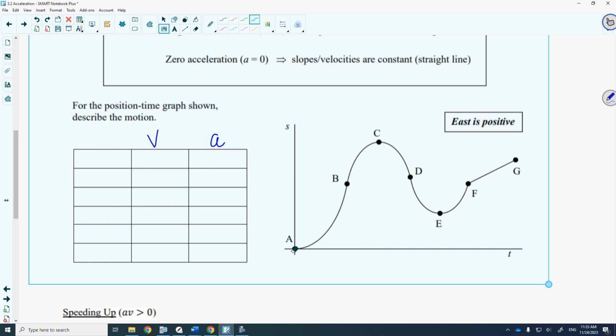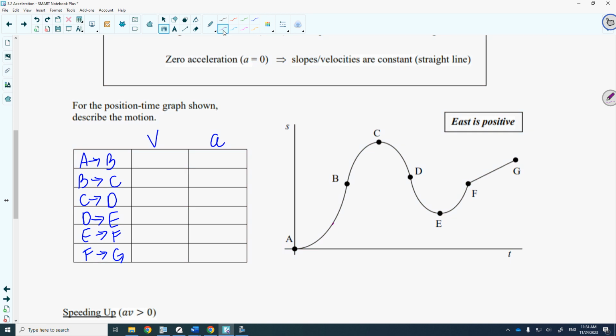And let's do the intervals A to B, B to C, C to D, D to E, E to F, and F to G. Okay, this is a position time function. So the derivative of a position time function gives what?